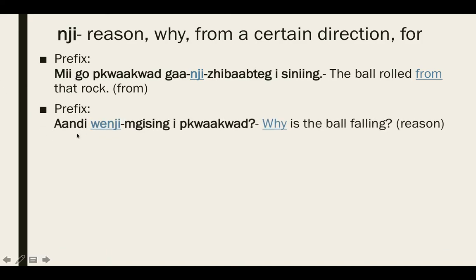And then one of our grammar patterns, onto wenje, so that's our relative root. Onto wenje I'm guessing ip quakwed. Why is the ball falling? And so we can see here that nje refers to the reason. I guess you could also interpret this as where did the ball fall from? But again, it depends on context.